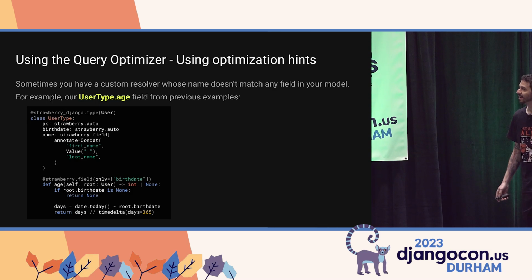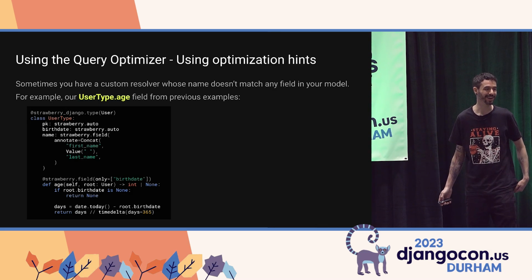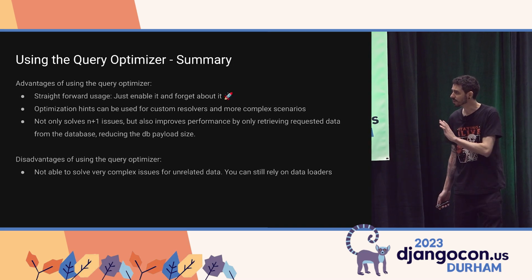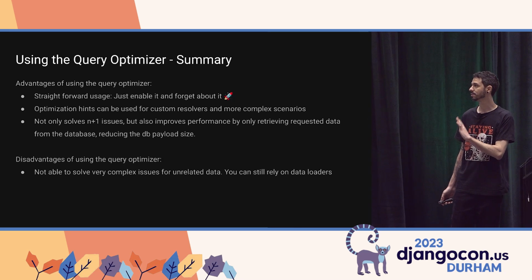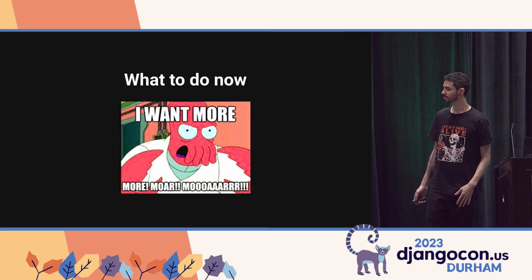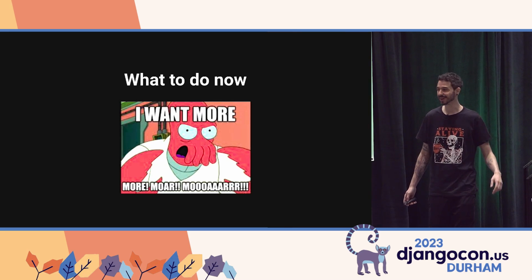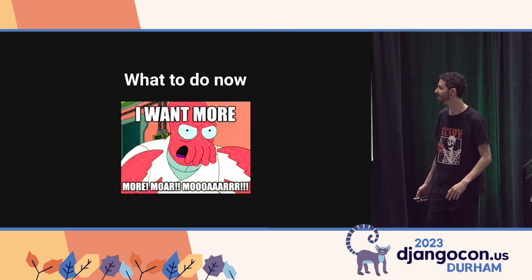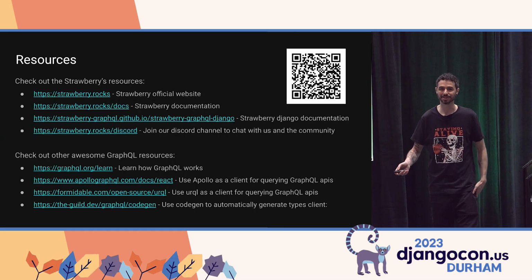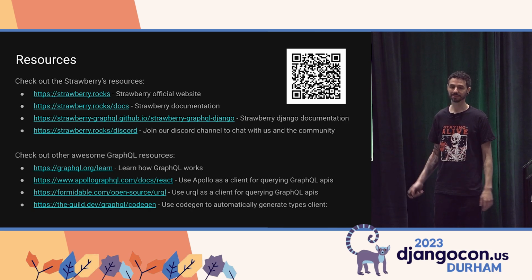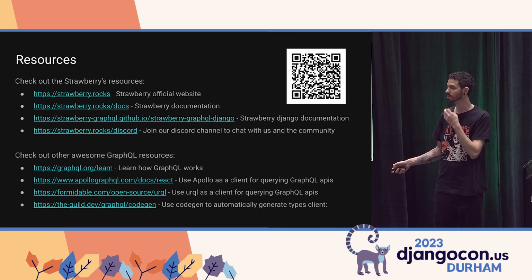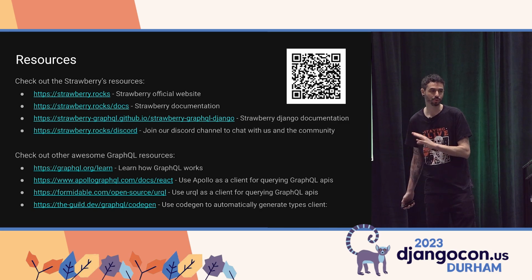Okay, I just ran out of time, but the summary of it is that the usage is very straightforward. And actually, this was mostly the end of what I wanted to talk about. And here are some resources in case you want to know more about this. Some of those are Strawberry links, and the remaining ones are more general to GraphQL itself.